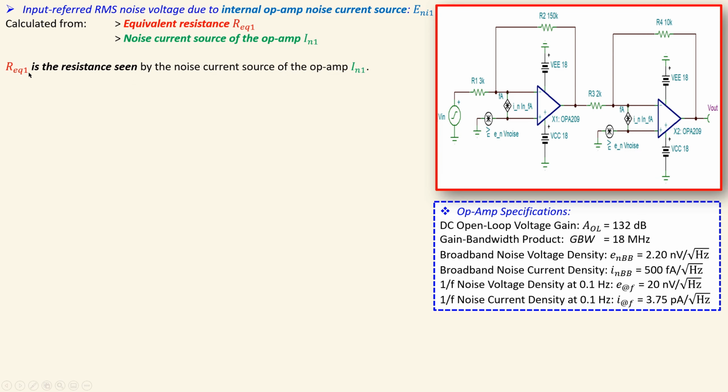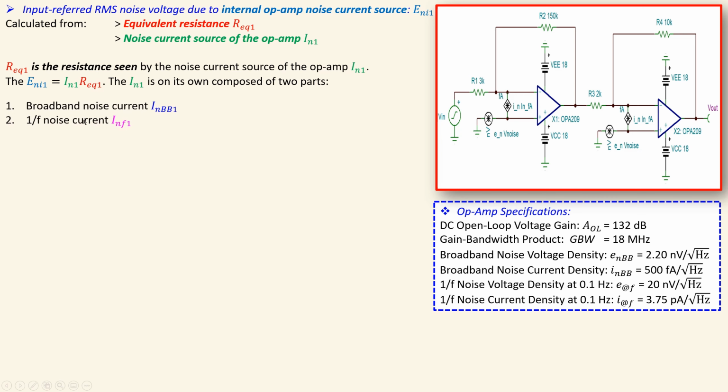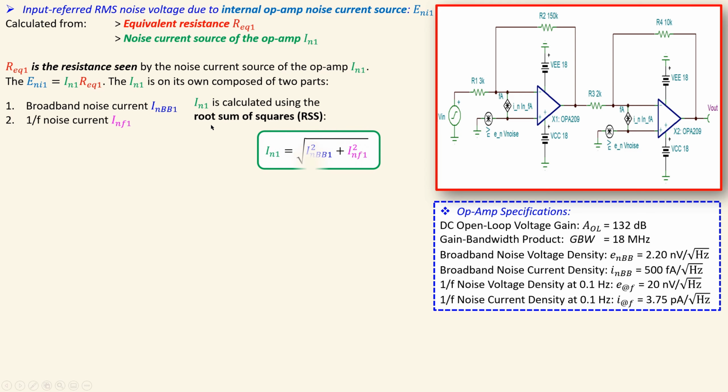But the equivalent resistance in the first stage is the resistance seen by this noise current source, and we use Ohm's law to calculate the op-amp input referred RMS noise voltage for the first stage. So it is the current times the equivalent resistance. This noise current source in RMS is also composed of two parts. We have the 1/f noise region and also the broadband region, and that is again calculated using the root sum of squares using this formula, the total.